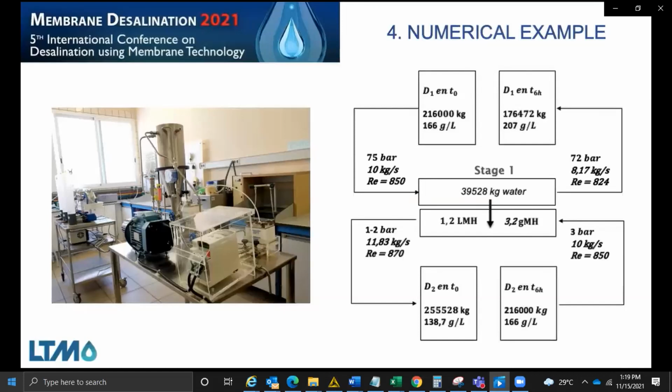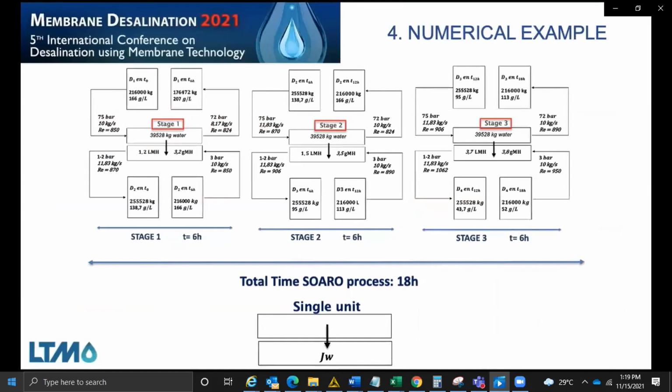conventional reverse osmosis process. The main difference between the two processes, as can be seen, is that the Suaro process works in a single reverse osmosis unit because the stages work sequentially. The total Suaro process time will be the sum of the time used in each stage.